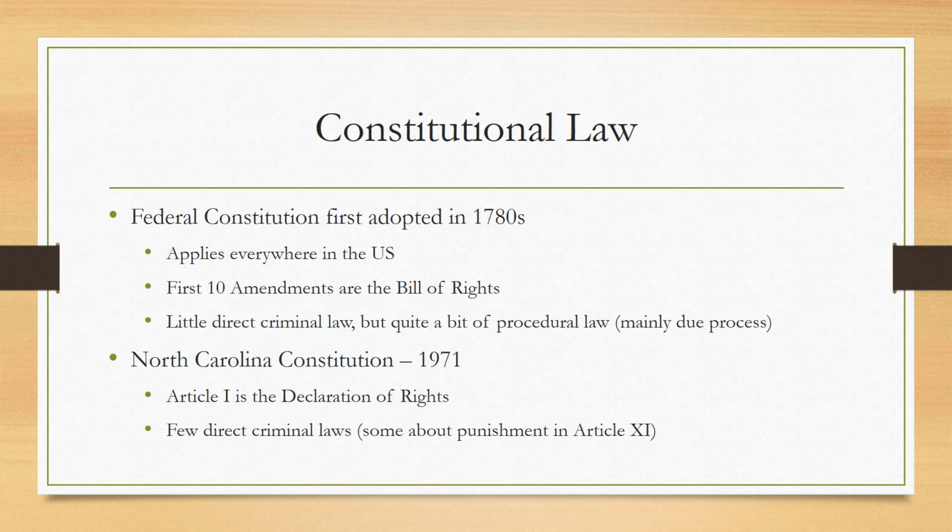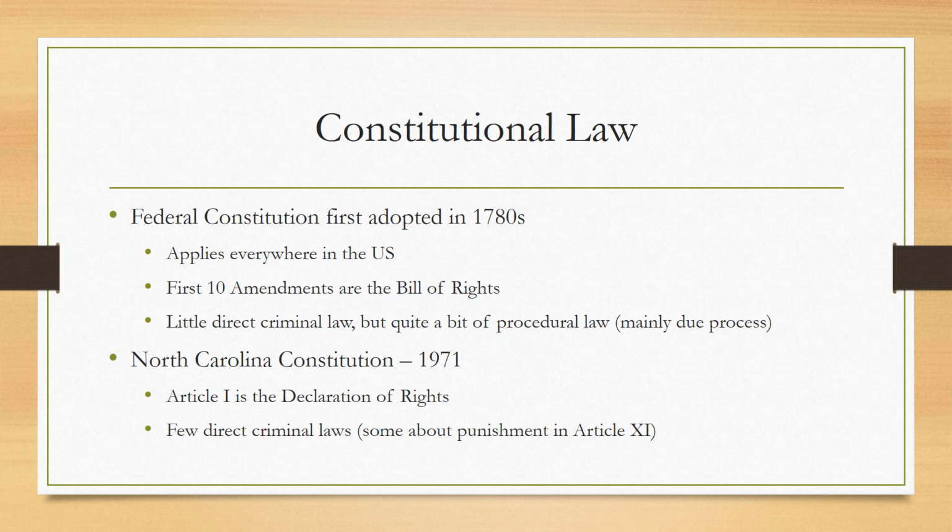There's no definition of murder in the federal Constitution. There's no definition of kidnapping. Most of the law in the federal Constitution is procedural law, like you have a right to a jury, or you have a right against cruel and unusual punishment. The North Carolina Constitution, the current one that we have, is not our first.